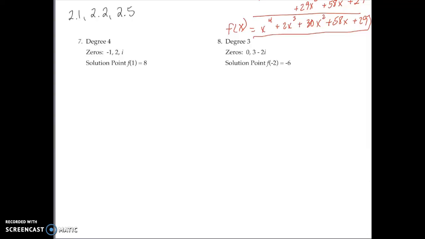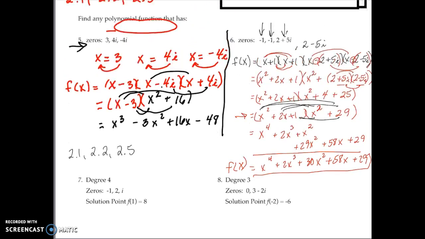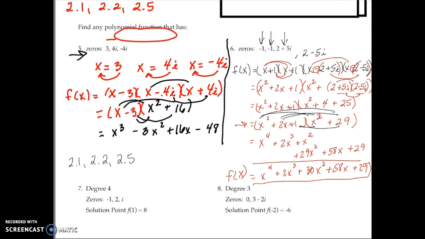This is a continuation of section 2.1, 2.2, and 2.5, writing equations of polynomial functions. These are our final two examples. So here we still have the same set of directions. Find any polynomial function that has, and it gives us information.